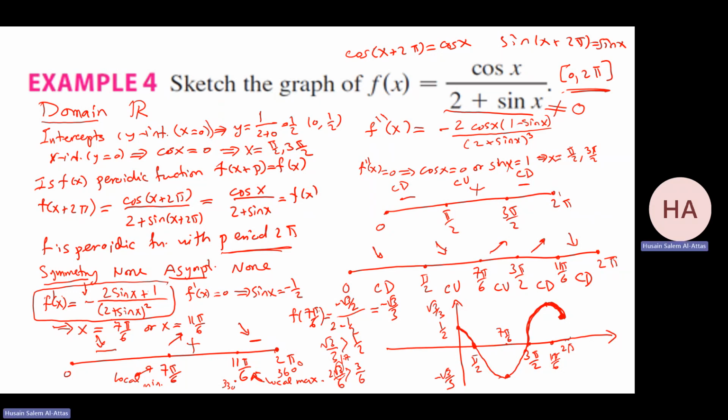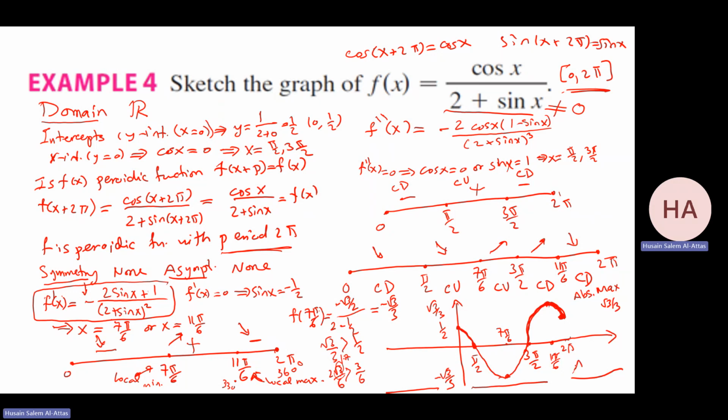Now what will happen? After that, it's just a copy. So I'll copy it here, copy it everywhere, copy it there. That's it. So this is the graph of the function. Now, do we have local maximum, local minimum? Yes. Also, we have an absolute maximum here, which is equal to square root 3 over 3.